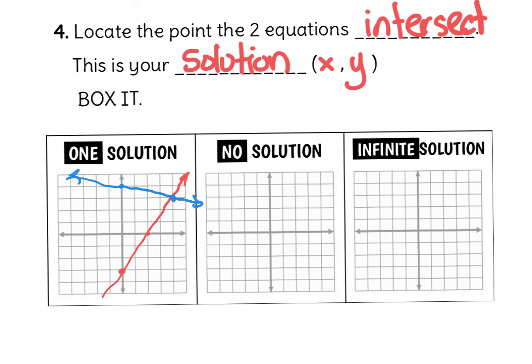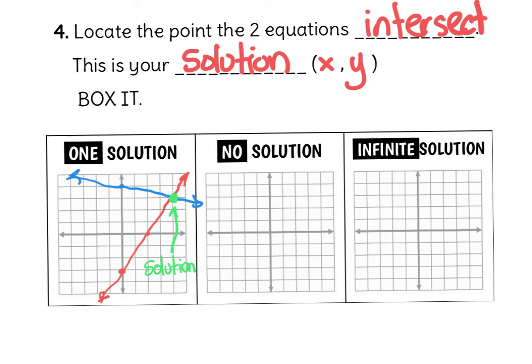So a one solution system is going to be 2 lines that intersect at a specific point, okay? And that point of intersection is what we call our solution. So this point right here, this is the solution. In a system that has one solution, we have one point of intersection where these 2 lines touch each other, they cross over. That point is on both lines, so therefore it is a solution to the system.